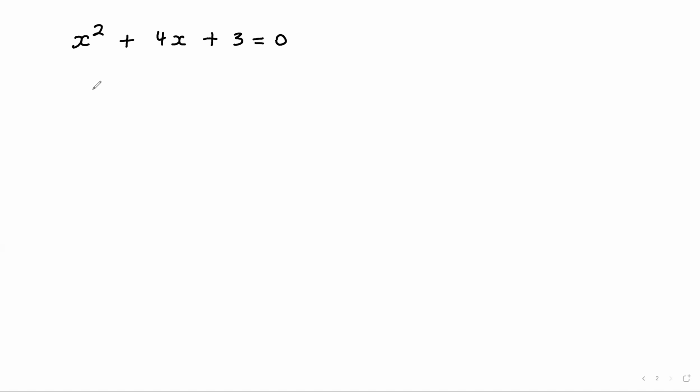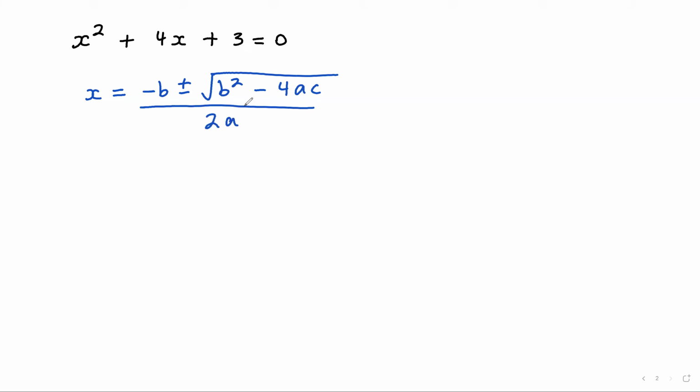It's given by x is equal to minus b plus or minus the square root of b squared minus 4ac, which is the discriminant, right? All over 2a. This is the quadratic formula, and it is given to you in your list of formulae. All right, so to apply the formula, we need to identify a, b, and c.